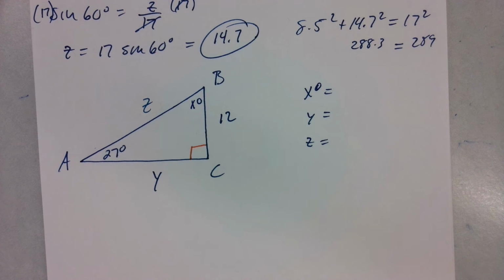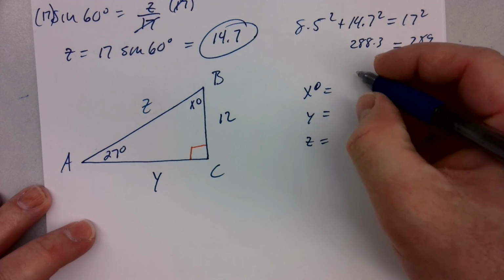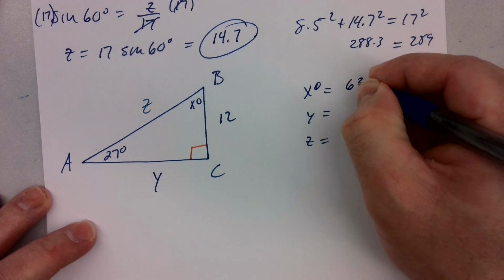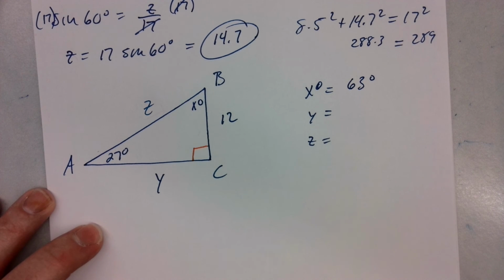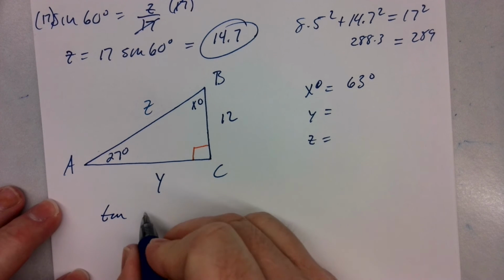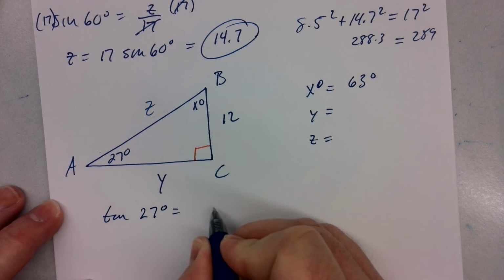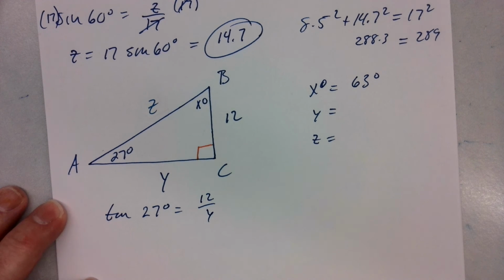Alrighty, who was 3? Alrighty, Avery. What'd you find first? Found the X, and what'd you get for X? 63 degrees. Okay, we're good to there. Tell me how you set up Y. I did the tangent of 27 degrees equals what? 12 over y. Is she good to there?